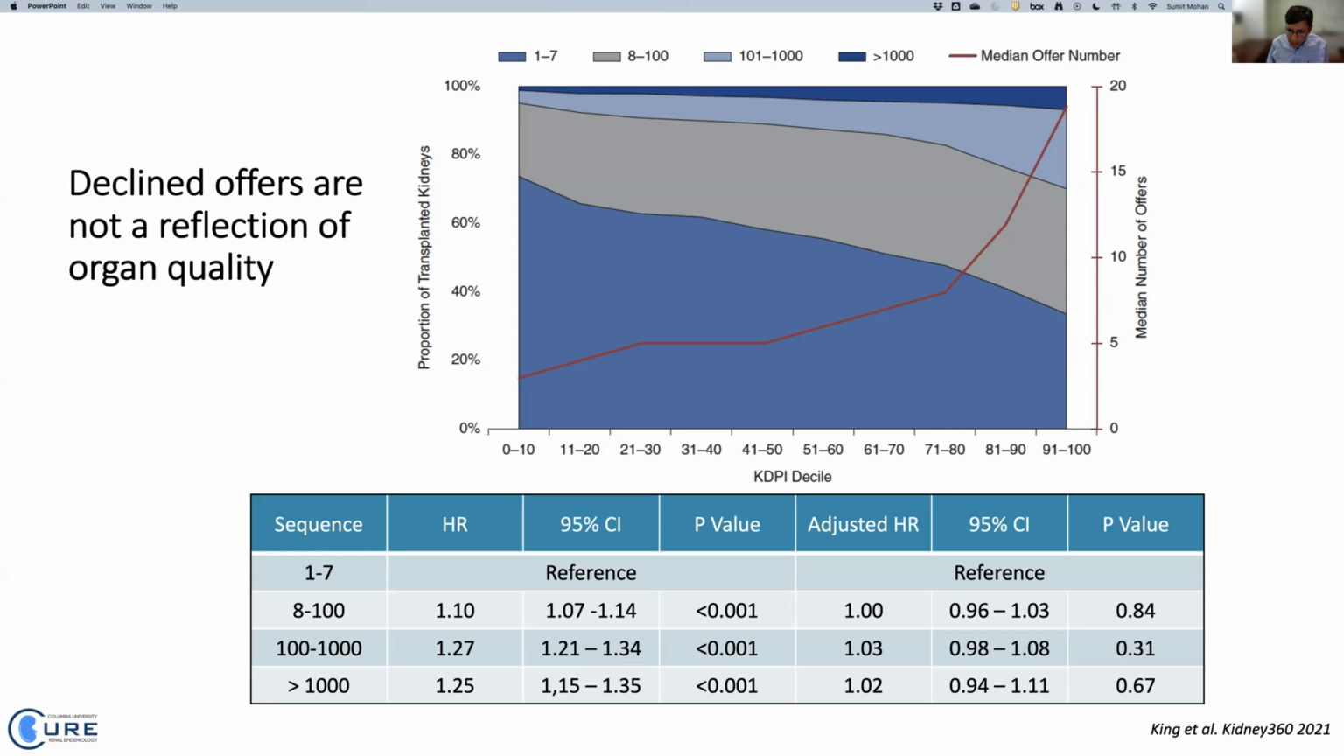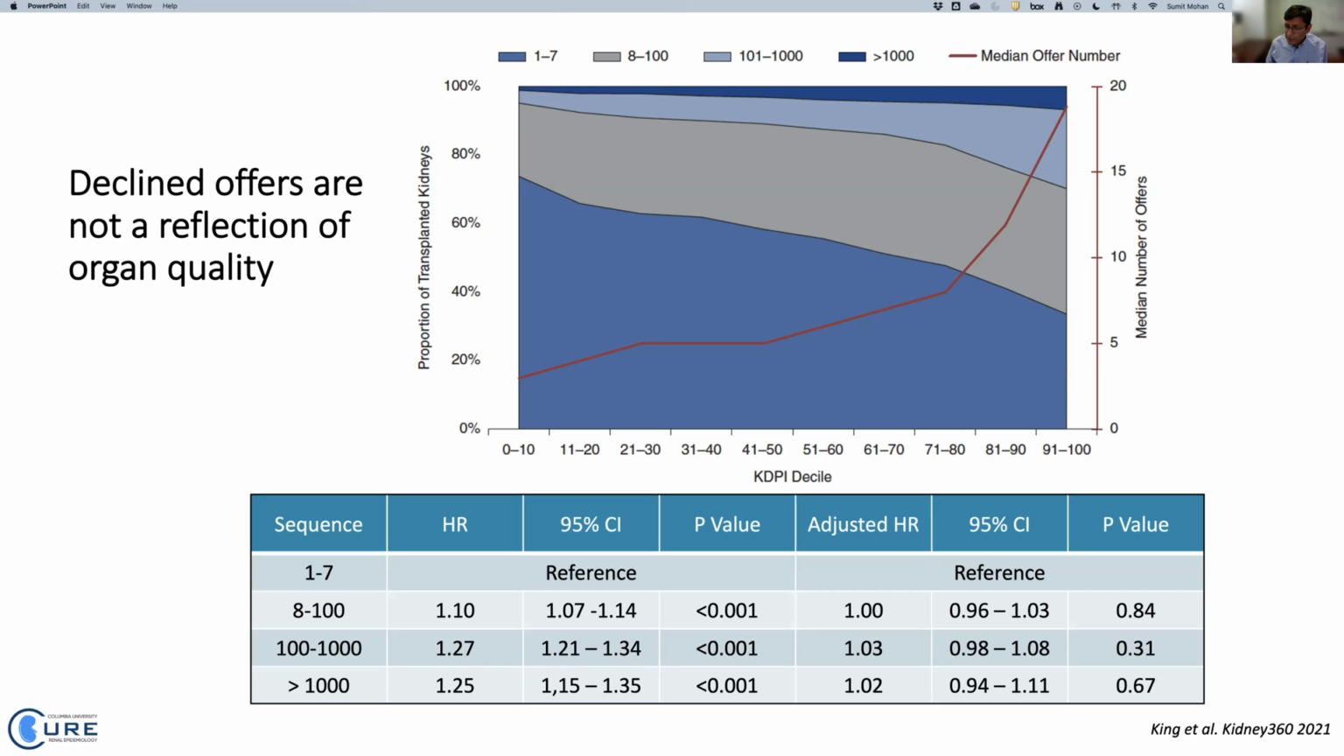So if you look at kidneys that get transplanted in sequence number 1 to 7, right at the top of the match run, say, okay, these are the best quality kidneys because somebody was willing to take them right away or almost right away. Then you say, okay, are those any different than the kidneys that get transplanted in the first 100 patients on that list? And when you look at the adjusted hazard ratio between the best kidney, between what got accepted by the first 7 people on the list versus the first 100 people on the list, there's no difference.